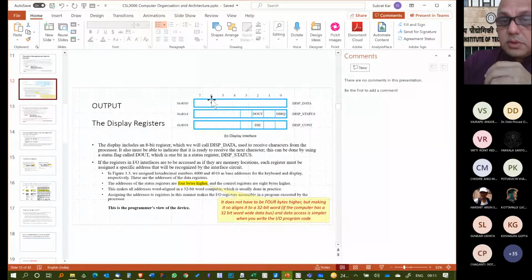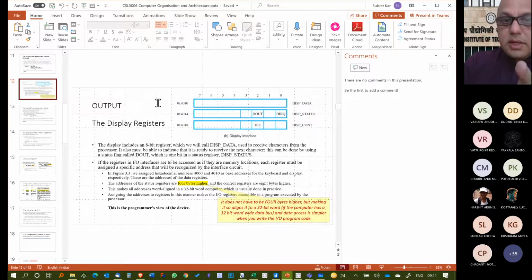Right? Of course, if you put a display data register at this location, you must not also put a memory at that location, because then you confuse the processor. When it tries to access, let's say 4010, it should uniquely see one register there.